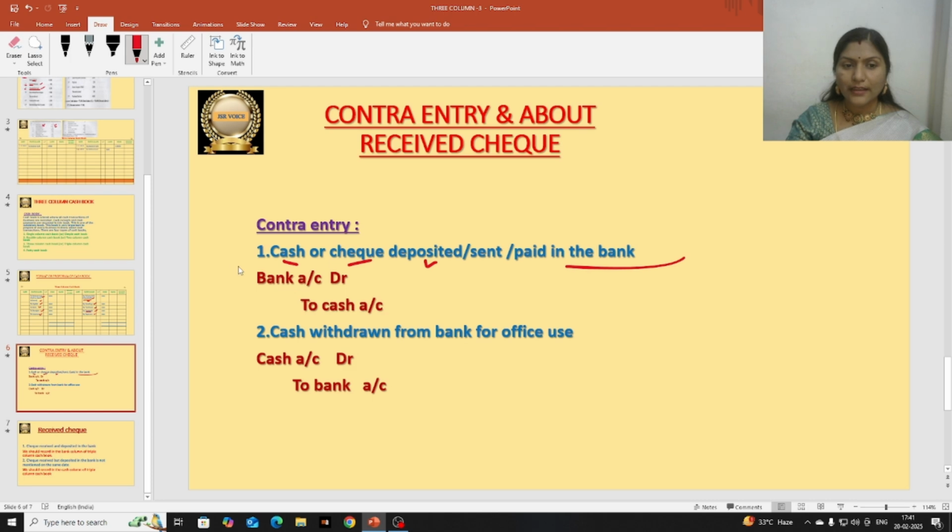What is the entry here? Bank account debit to cash account. This is the journal entry. Bank account debit to cash account. To cash should be posted on the debit side, because we start with the word to on the debit side. So we will post that to cash on the debit side. Bank account debit, that one we are going to record on the credit side as by bank account. Let us go and record that.